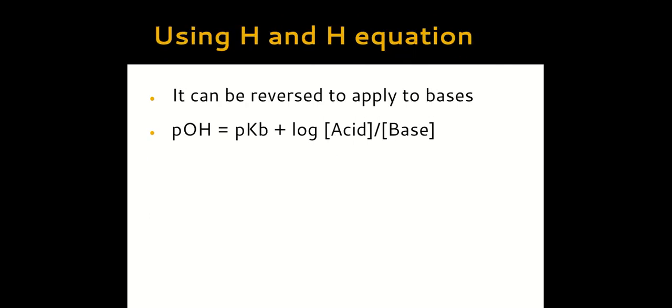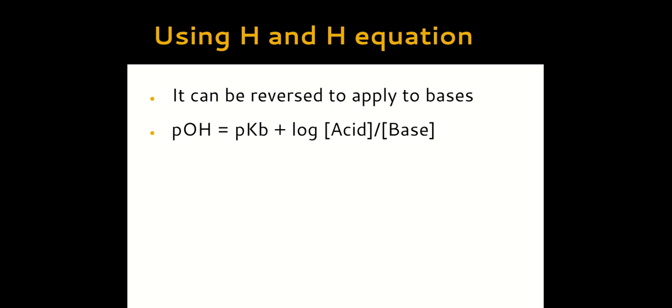Now, here's a variation. Let's say you don't want pH. You want pOH. I don't know why you'd want pOH, but maybe you do. The H and H equation can be reversed to apply to bases. So pOH, now pay attention here, is equal to pKb plus the log of the acid over the base. So it's kind of the opposite. Every part is the opposite. The opposite of pH is pOH. The opposite of pKa is pKb. And the log is flipped. So in the previous one, it was base over acid. This one, it's acid over base.